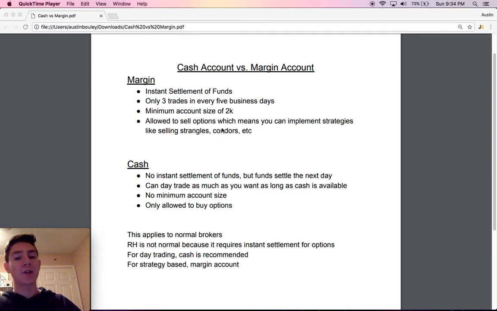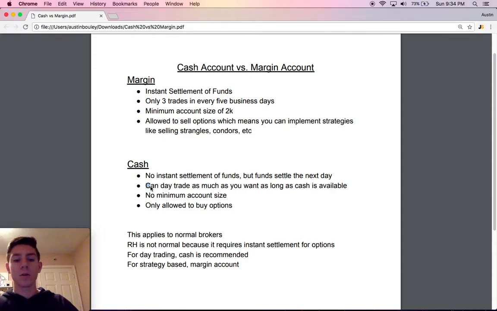Now let's go into a cash account. You have no instant settlement of funds, which means if you trade with $200 and you make $500, you do not get that $500 immediately, but you get it the next day. So let's say you close that trade for $500 at 1, then you get access to that $500 at 1 the next day.